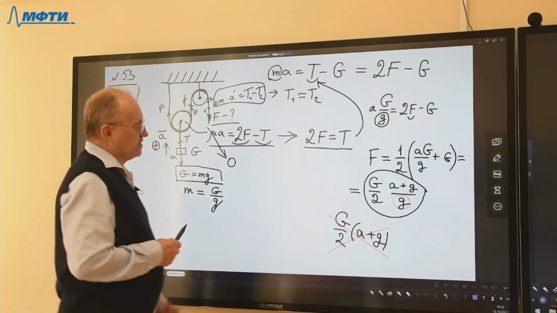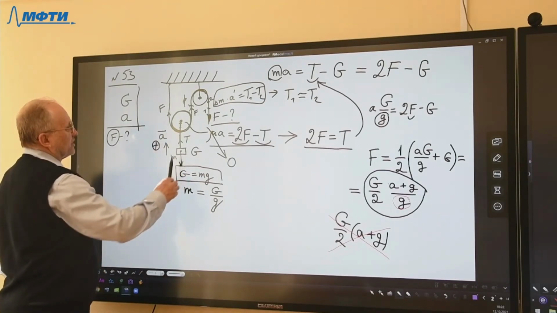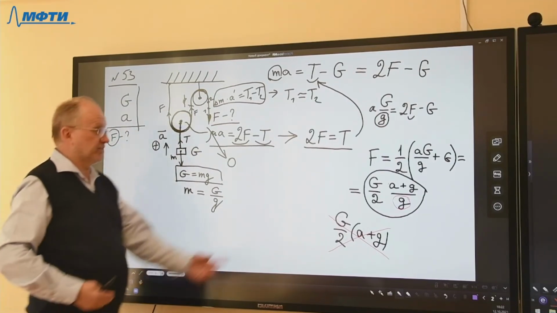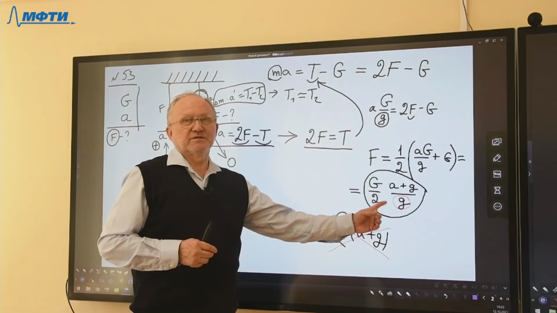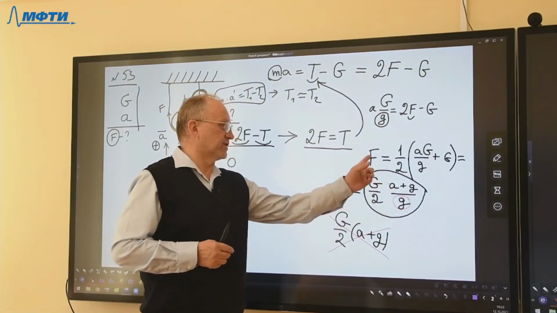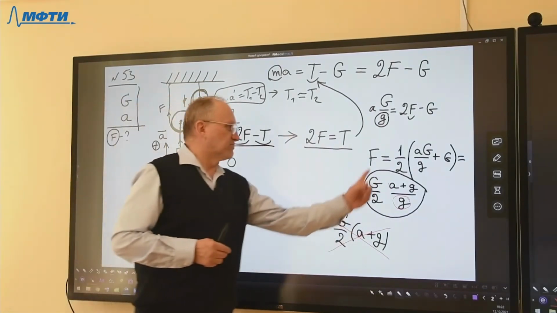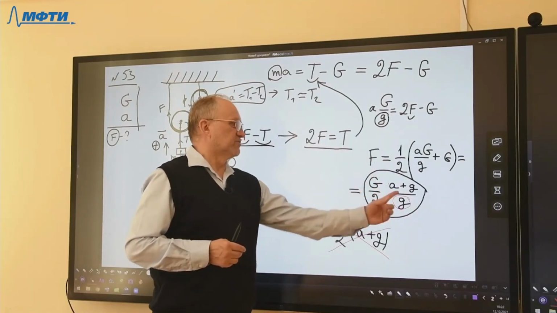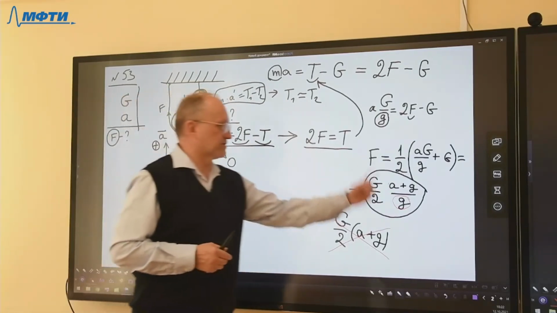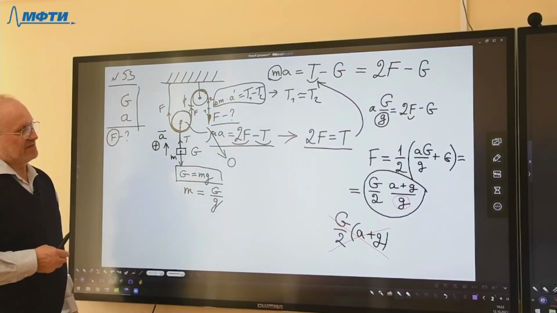So, for example, it's quite obvious that the greater the acceleration of this body, the larger should be the force. That's obvious. Does this formula provide this dependence? The larger the force, the larger the acceleration. And the larger the acceleration, the larger the force. Yes, it seems to be correct. The dependence of force on acceleration seems to be correct. The larger the acceleration, the larger should be the force. Yes, that's the case. That's what this formula gives. That's it.